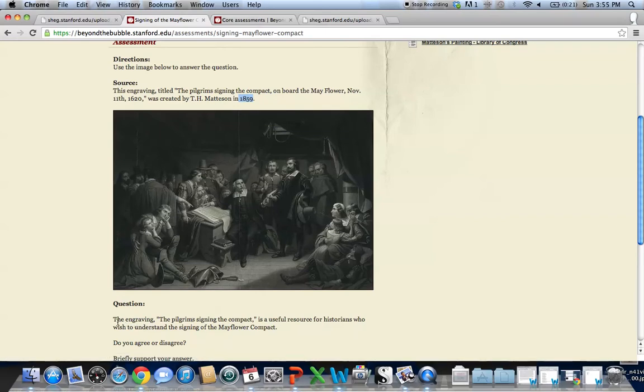Now the question that students are asked is whether this engraving is a useful resource for historians who wish to understand the signing of the Mayflower Compact.